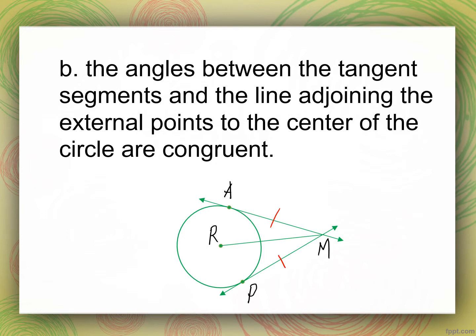And angle RMP. And these two angles are also congruent. So let's write their names. So for the second one, we will produce two congruent angles. This time it's angle AMR and angle PMR.